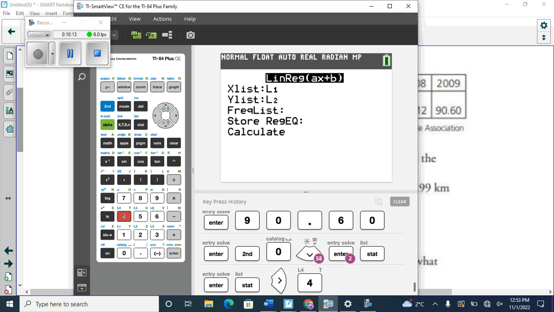Let me see. You had lin reg. I don't know what you did. Go stat, calc. Just go stat, calc. You press more enters. Stat, calc. You have what I'm talking about right now. Okay, so you're following along with me.